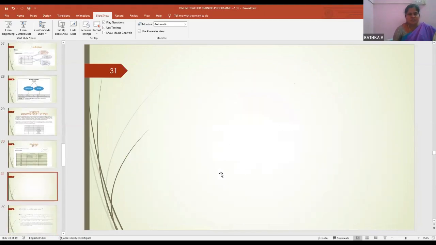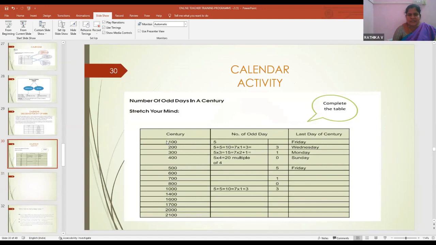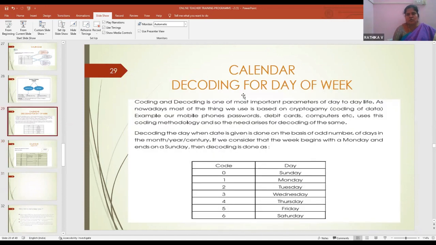Yes, yes. Okay. So this is 100, it is 5. And 200, 3 odd days. 300, 1 odd day. 400, 0 odd days. And again, 500 means 5 times 5 you should take, and you can calculate the number of odd days. And this is the coding and decoding. We have to decode finally.